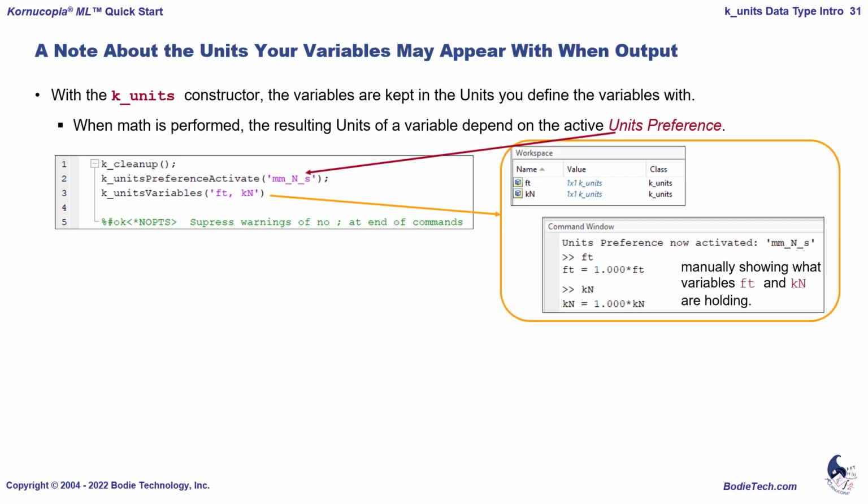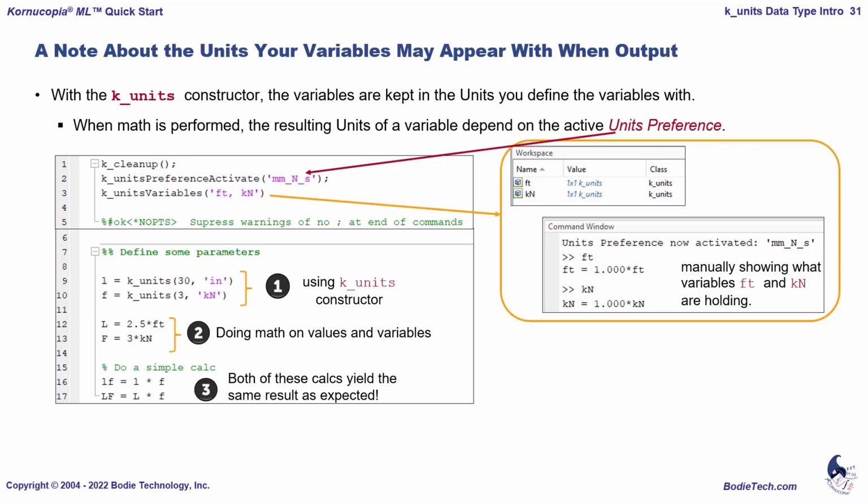Now I'm just showing the output of executing that, where now in the workspace, the variables feet and kilonewton appear, their k-units data type. And if I were to type in the command window feet or kilonewtons, those variables would echo the response as shown. And now in this example, I'm defining variables with lowercase l and f using the k-units constructor to be 30 inches and 3 kilonewtons. And I'm also defining capital letters L and F to be 2.5 times feet and 3 times kilonewtons. So with the capital letters there, I am doing math.